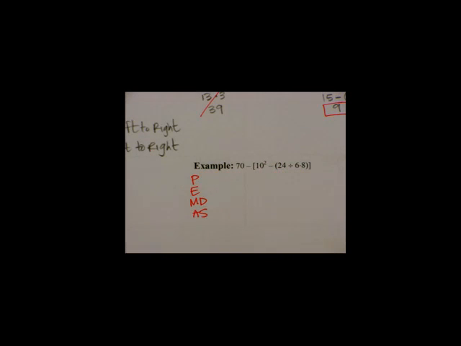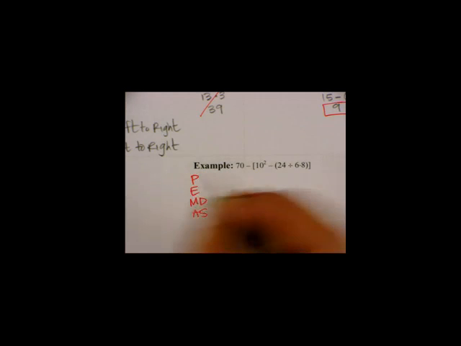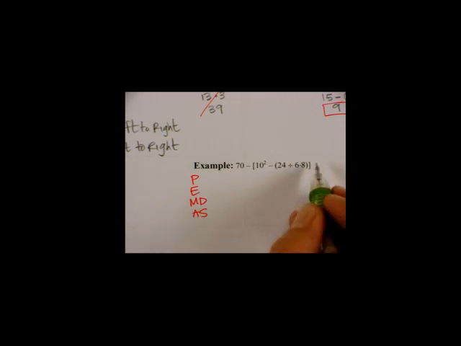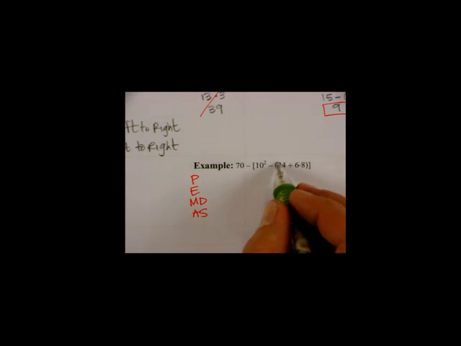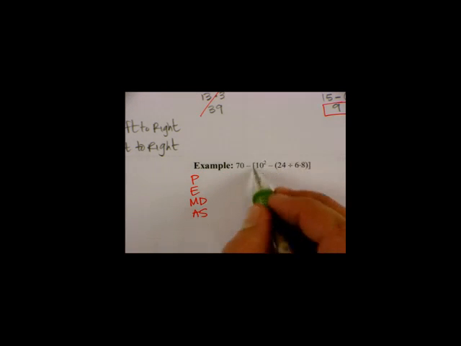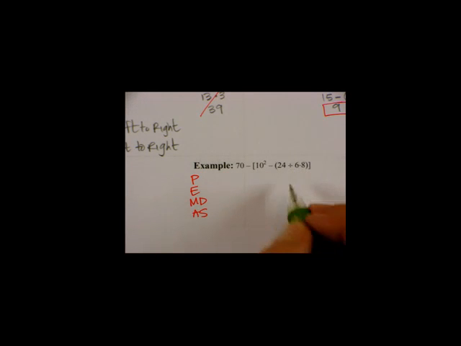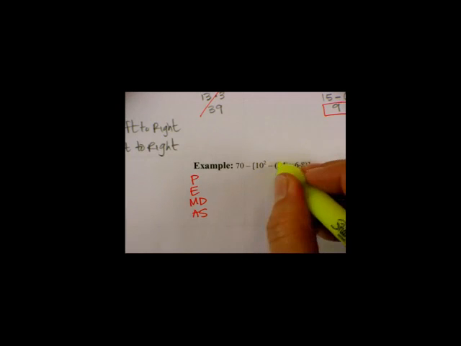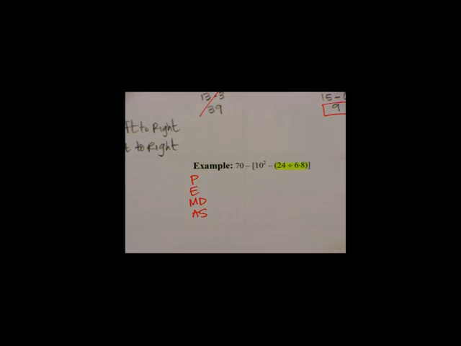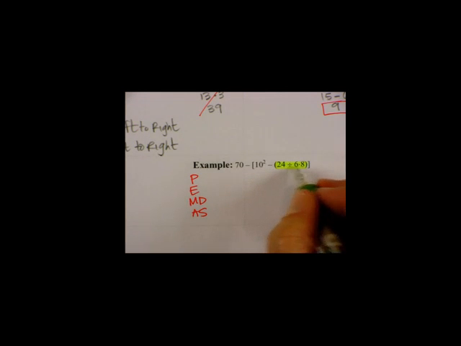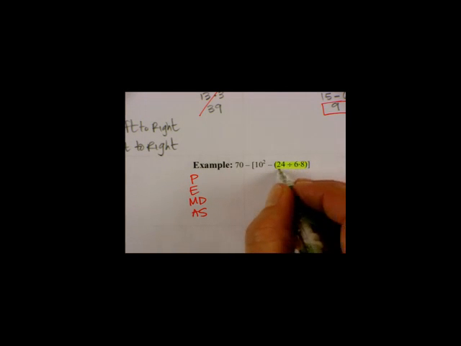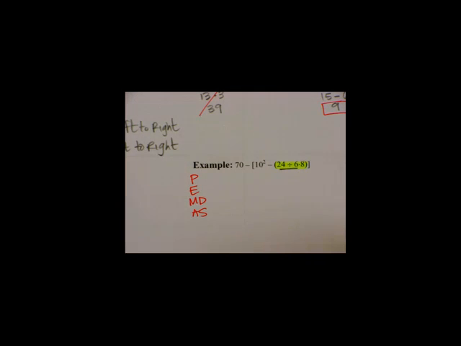P-E-M-D-A-S, PEMDAS. I look for parentheses. Do I have parentheses? Yes, I do. I have this round set, and then I have the square set. If you have multiple sets of parentheses, you always start on the most inside set. I am going to begin with what's inside the most inside set. Now I have 24 divided by 6 times 8. This is all multiplication and division, so I go from left to right.